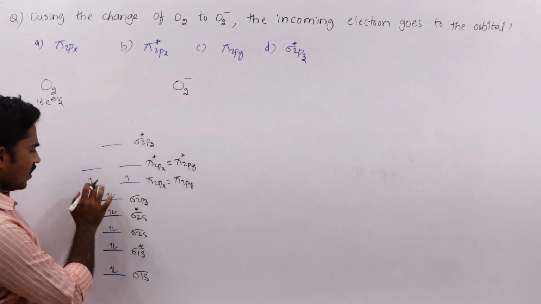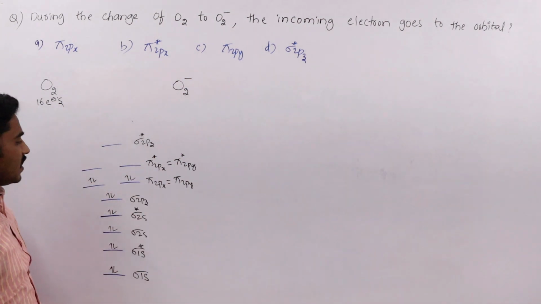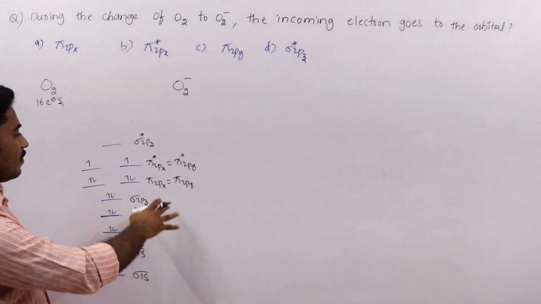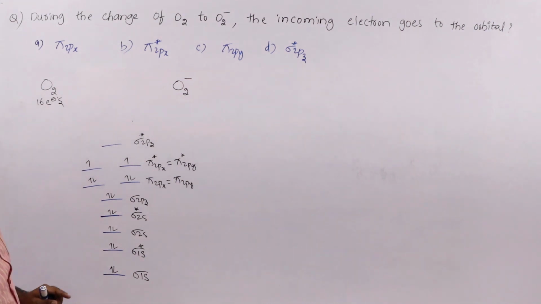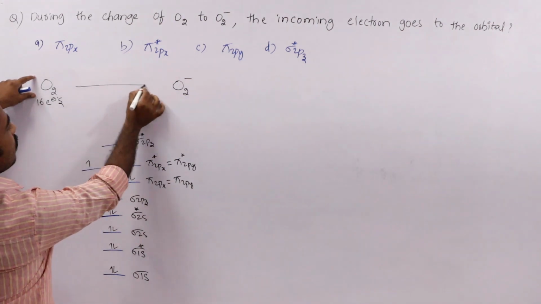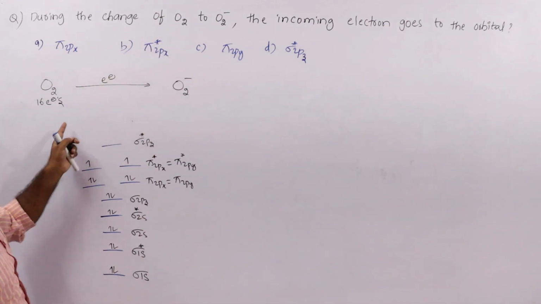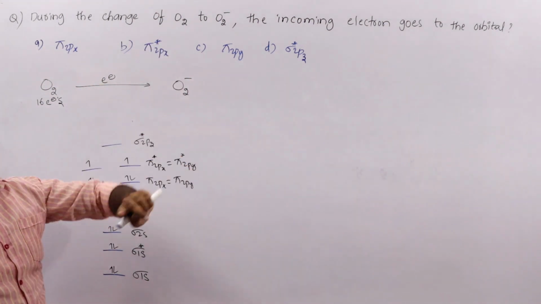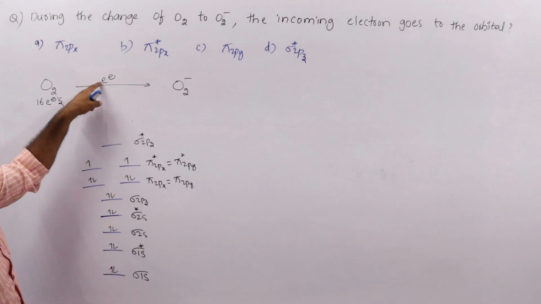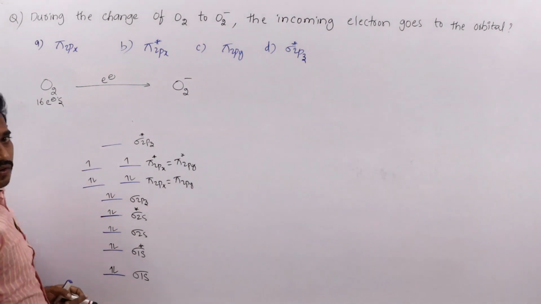So this is the 11th electron, 12th electron, next 13th and 14th electron, and next 15th electron and 16th electron. So this is the molecular orbital electronic configuration for O2. So what is the change taking place from O2 to O2 minus? O2 gains 1 electron to change to O2 minus. That means the incoming electron is the 17th electron. The question is which orbital the 17th electron enters.